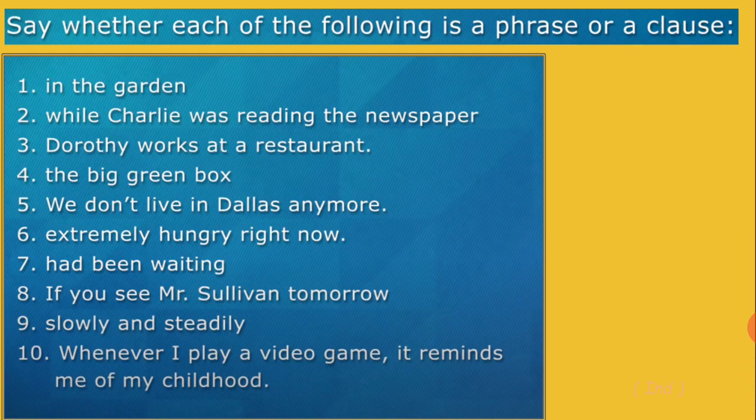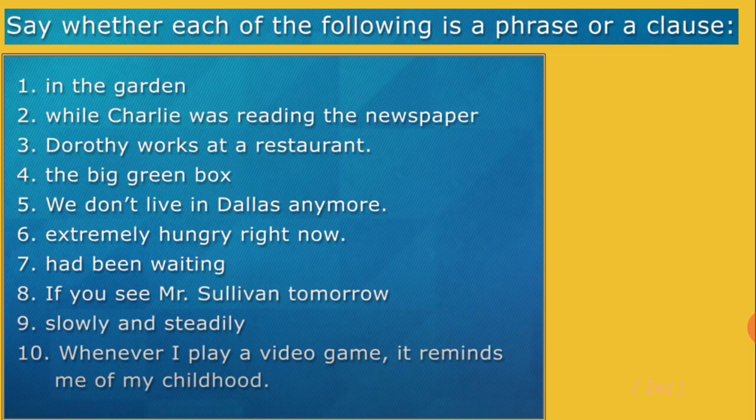Look at the second sentence. While Charlie was reading the newspaper. So the subject is there, was reading is there. So it is definitely not a phrase, it is a clause. You can say it is a clause, but if you can tell me whether it is a dependent clause or an independent clause, you get good credit. I appreciate that. So, while Charlie was reading the newspaper, is there any complete meaning? It is a clause, but it does not have a complete meaning. So it is a dependent clause.